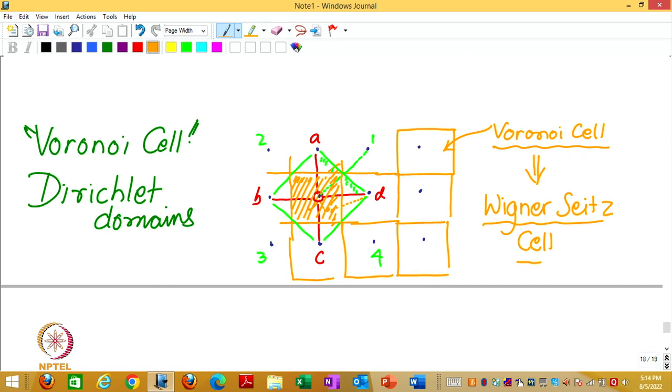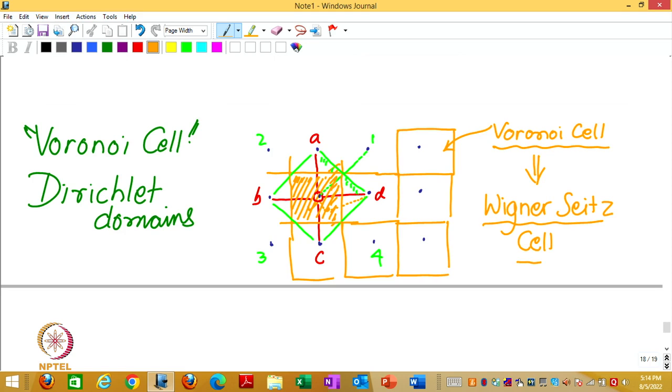So, we have constructed a two-dimensional Wigner-Seitz cell for a square lattice. It is the region which is closer to a given lattice point than any other lattice point. So, this square is closer to the lattice point which belongs to the square than any other lattice point. Okay. So, that is the Wigner-Seitz cell.